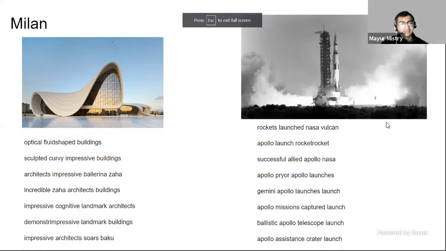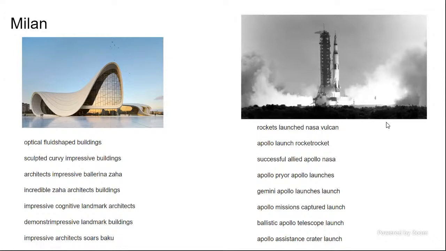So it's one of these Hadid buildings. I was happy to see that it was able to detect the word Hadid and also the optical fluid shape. It was also able to recognize that it's one of the famous landmark buildings. Toward the end it went a bit off, saying something like Bapu, but even then it was able to identify Zaha Hadid. I was more than happy.